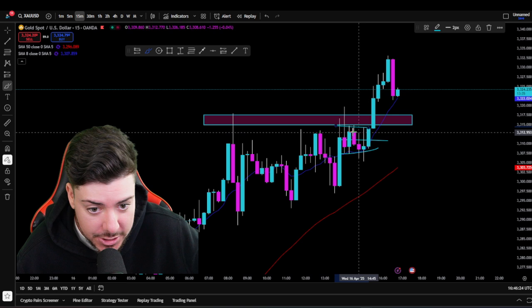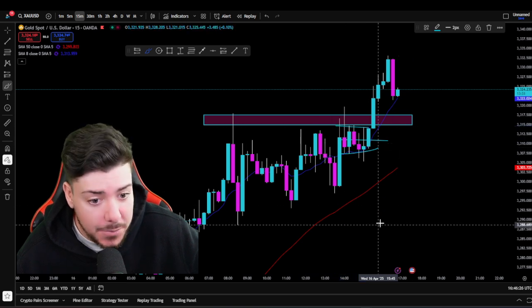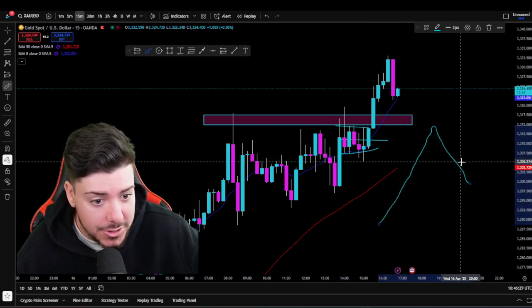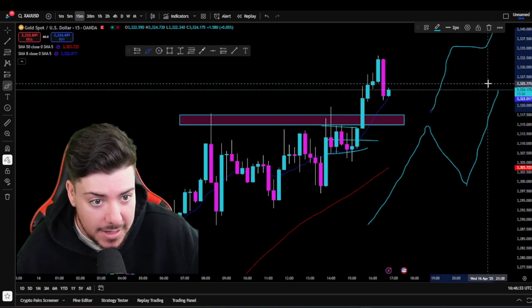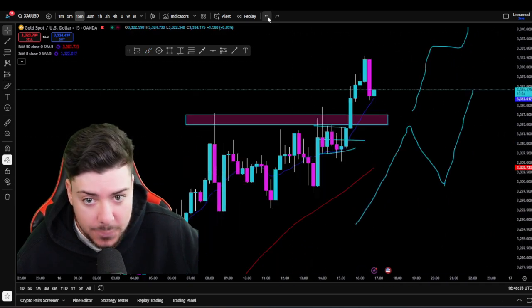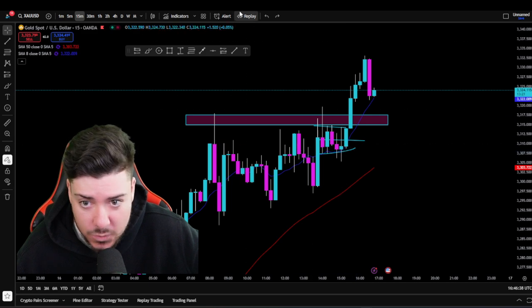We're literally just ranging here. That's the correction. A correction doesn't have to be impulse, correction to the downside, impulse. A correction could also be impulse, sideways movement, impulse, right? So therefore, that correction phase right here is where it was a good way.